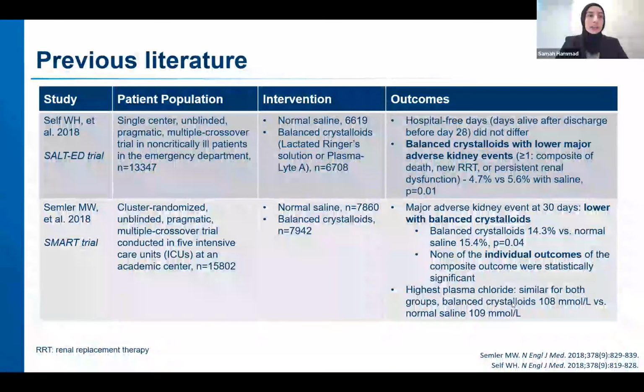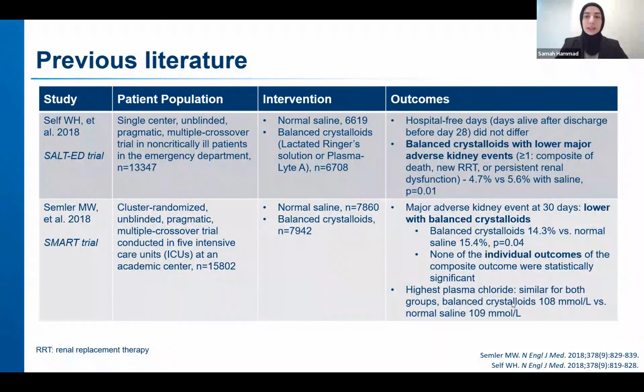The SALT-ED trial in 2018 looked at normal saline versus balanced crystalloids in a single-center trial in 13,000 non-critically ill patients in the emergency department. When looking at the primary outcome of hospital-free days, this didn't differ between the two groups. However, investigators found lower major adverse kidney events in the patients who received balanced crystalloids compared to normal saline. And then the same year, with the same investigators, was published the SMART trial. The SMART trial was very similar, but investigators here looked at 15,000 patients across 5 ICUs. Again, here there were lower major adverse kidney events at 30 days with the balanced crystalloids group.